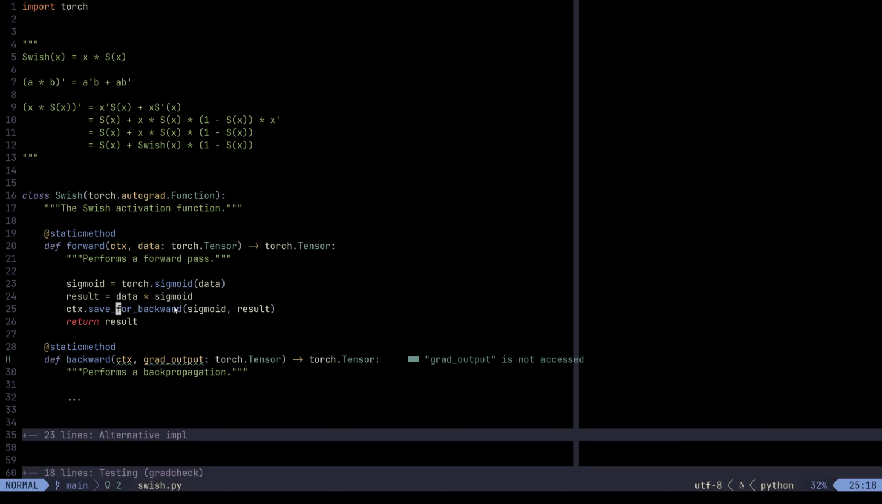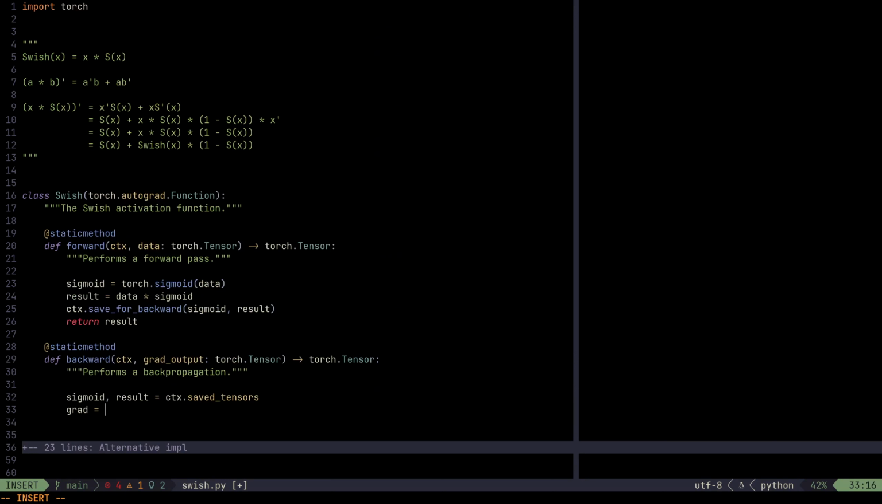Now that we have stored this here, we can unpack these values using context.saved_tensors in the backward method. And we can compute the gradient by saying, well, we just pretty much copy this over. And we say, okay, so s of x, what is that? That's just sigmoid.